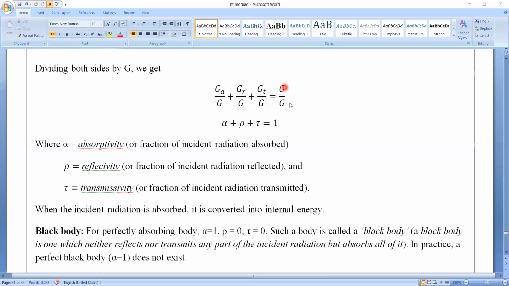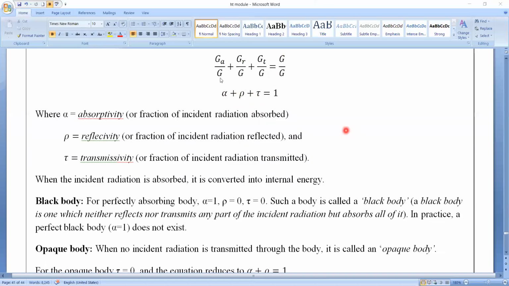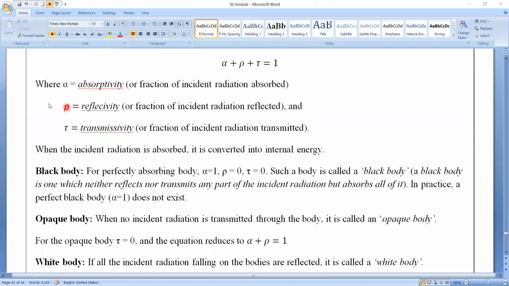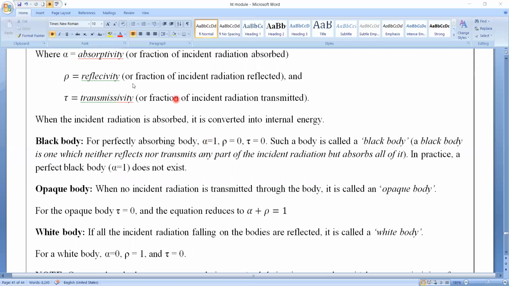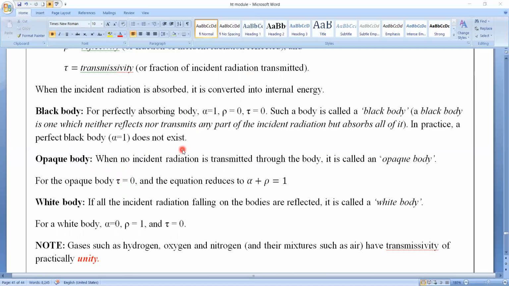And here G by G equals 1. For a typical body, the sum of absorptivity, reflectivity, and transmissivity equals 1. This is a very important condition from your examination point of view. This will be asked for 4 to 5 marks. So where alpha is absorptivity, rho is reflectivity, and tau is transmissivity. Please practice these things thoroughly.